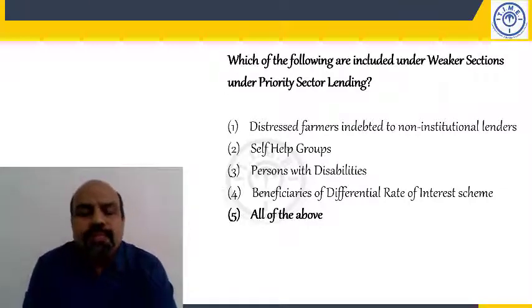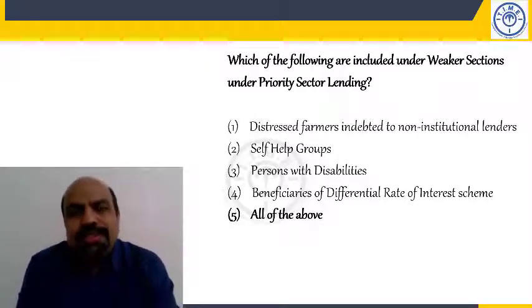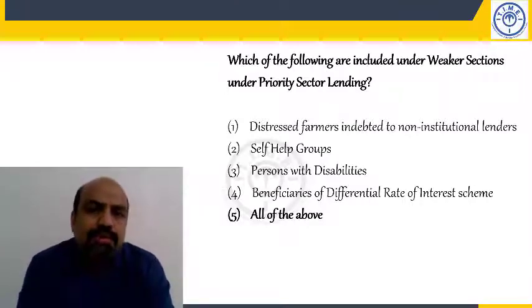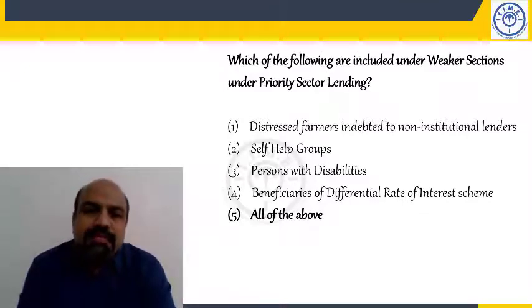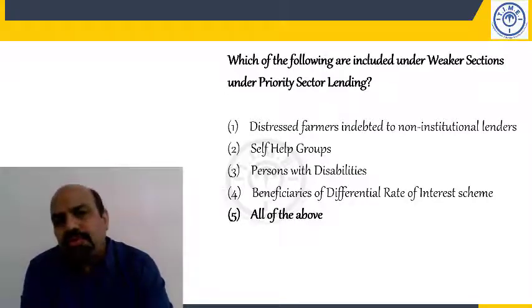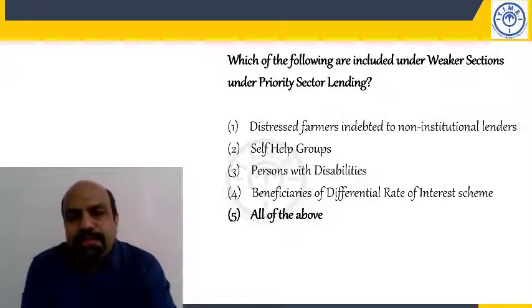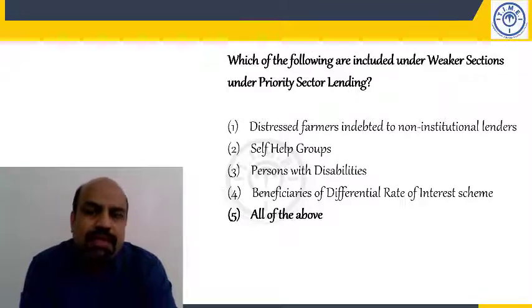Okay, next point: scheduled commercial banks must give 40% of their total loans to identified priority sectors. Priority, it's already spelled there, priority sector.